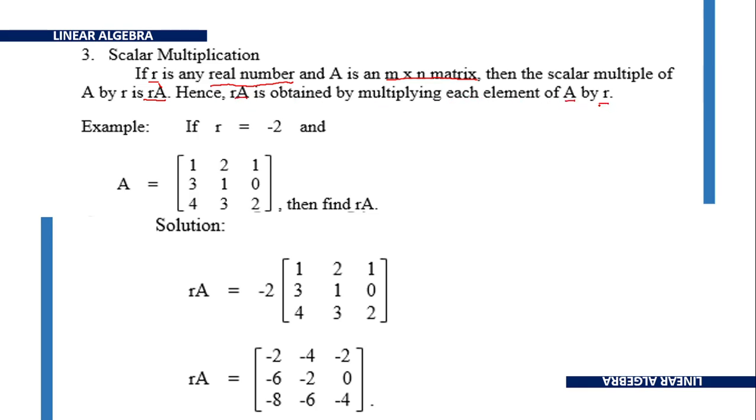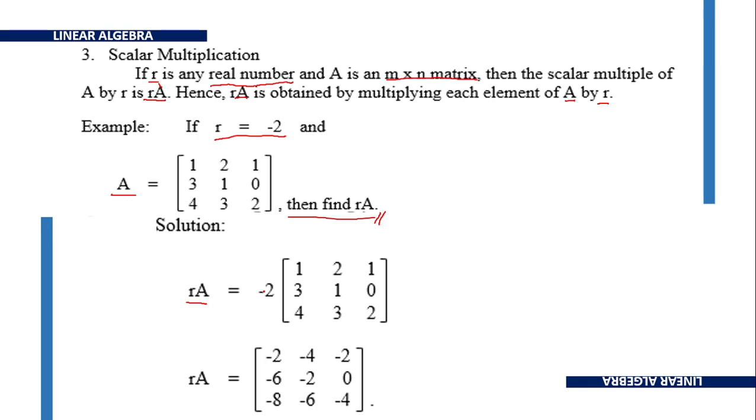For example, we have R equal to negative 2. And our matrix A, ayan, is equal to this matrix. Then, we need to find RA. Basically, kailangan lang natin gawin for scalar multiplication is i-multiply yung R dun sa ating given matrix. So for the solution, we have RA is equal to negative 2 times the matrix A.